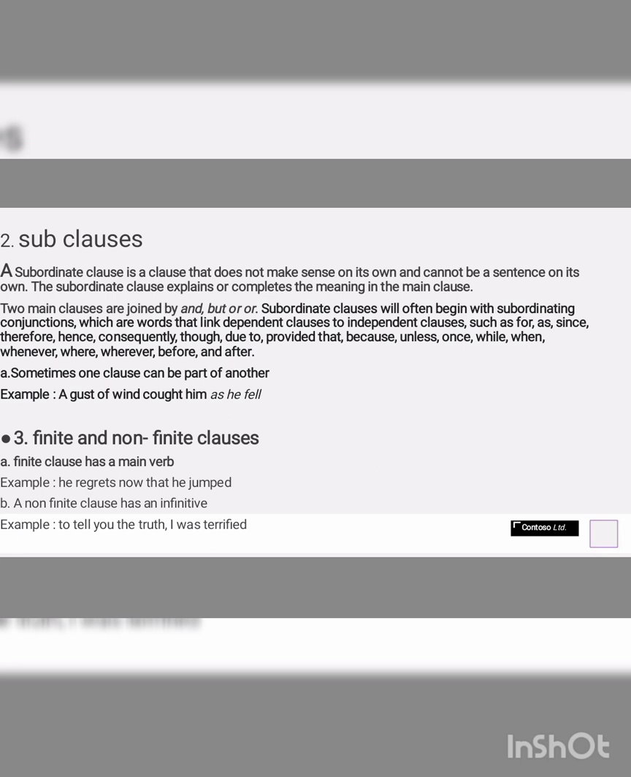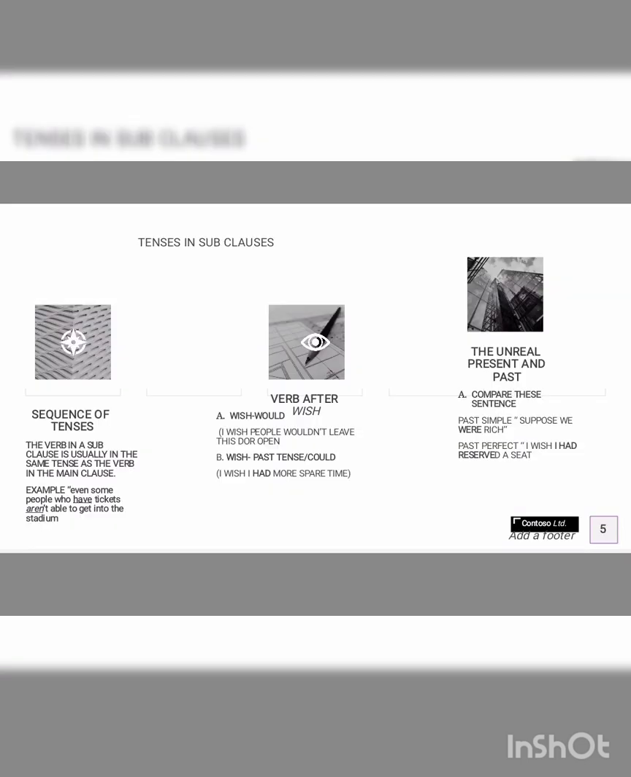Number 3. Finite and non-finite clauses. A. A finite clause has a main verb. Example: he regrets now that he jumped. B. A non-finite clause has an infinitive. Example: to tell you the truth, I was terrified.